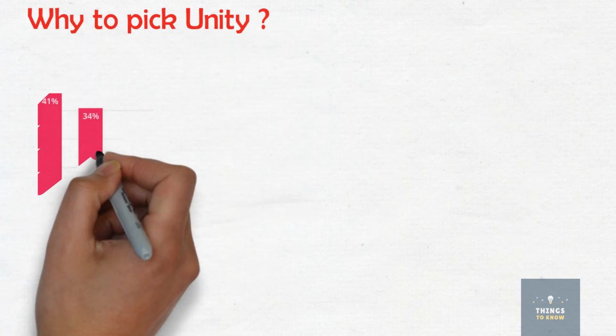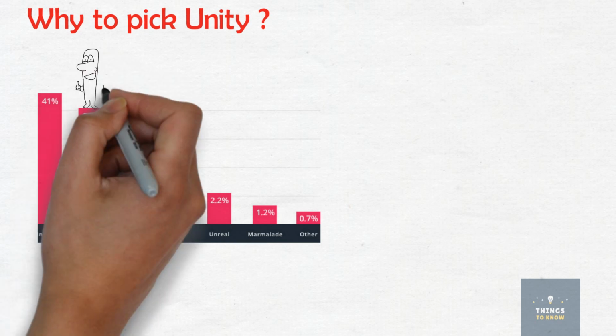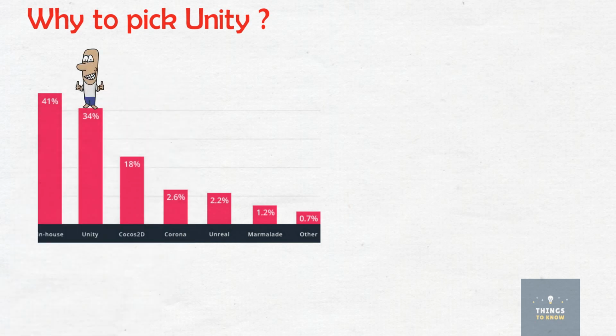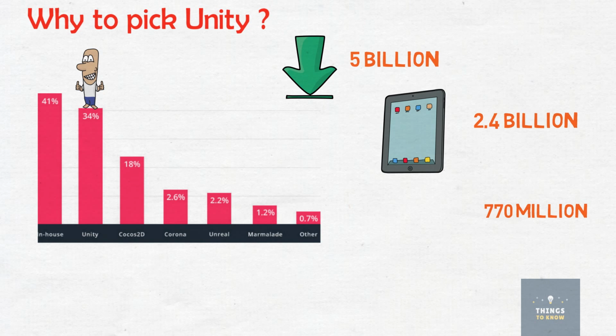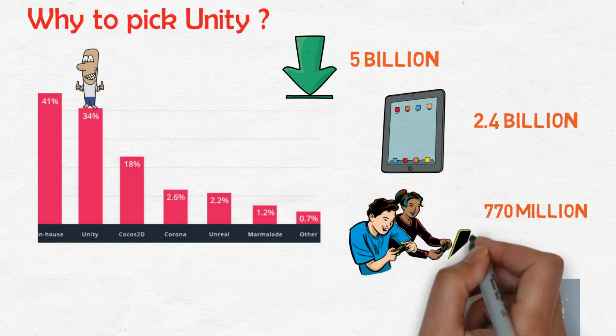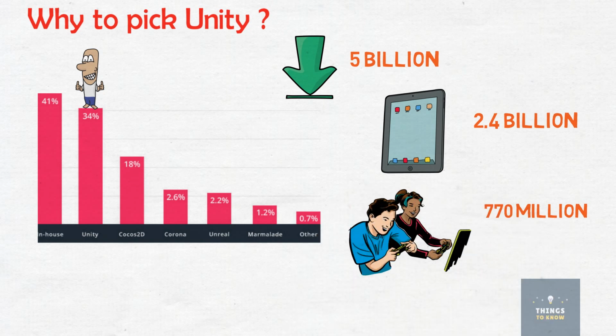Why pick Unity? 34% of the top 1000 free mobile games are made with Unity. 5 billion downloads of made-with-Unity games in Q3 2016. 2.4 billion unique mobile devices running made-with-Unity games. Unity touches 770 million gamers all over the world through games made using the Unity engine.